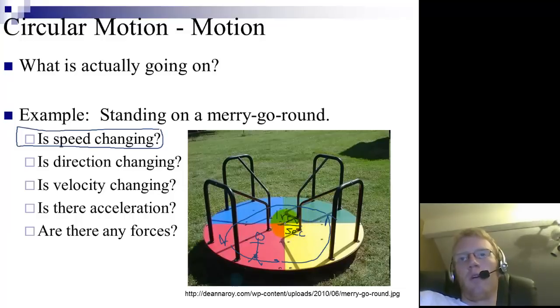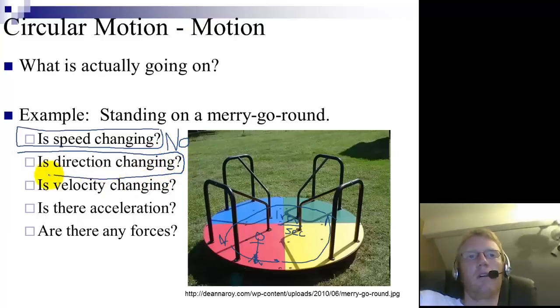Since it's going around at 1 revolution per second, assuming that you're staying in your position here and you're not moving, then your speed is actually not changing. Your speed is just a constant value as you go around. Next question, is your direction changing? Think about if you were standing there, would the direction that you're moving change, or would it stay the same?